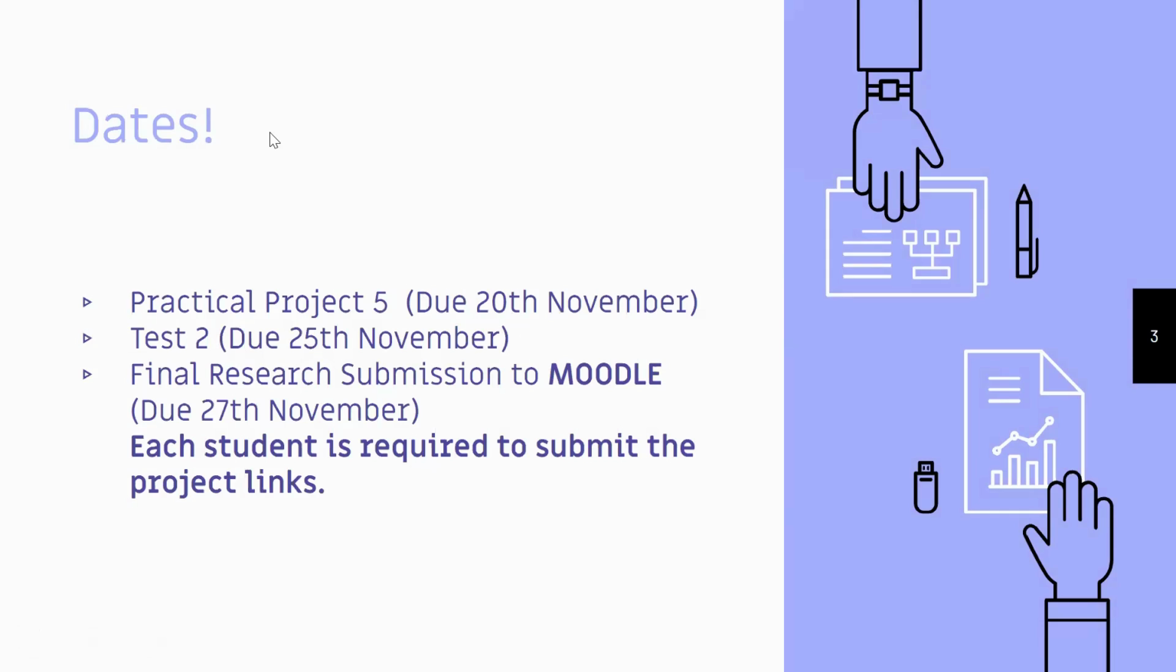It's multiple choice as well as true or false. The password is there on Moodle, it's coins. And you will have between now and the 25th to get it done.